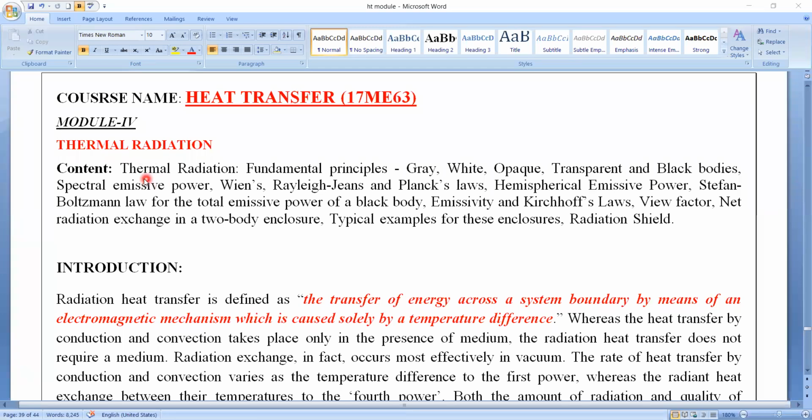The content of the thermal radiation module are thermal radiation fundamental principles; gray, white, opaque, transparent and black bodies; spectral emissive power; Wien's displacement law; Rayleigh-Jeans law; Planck's law; hemispherical emissive power; Stefan-Boltzmann law for total emissive power of a black body; emissivity and Kirchhoff's laws; view factor, which is also known as shape factor; net radiation exchange in a two-body enclosure; typical examples for these enclosures; and radiation shield.